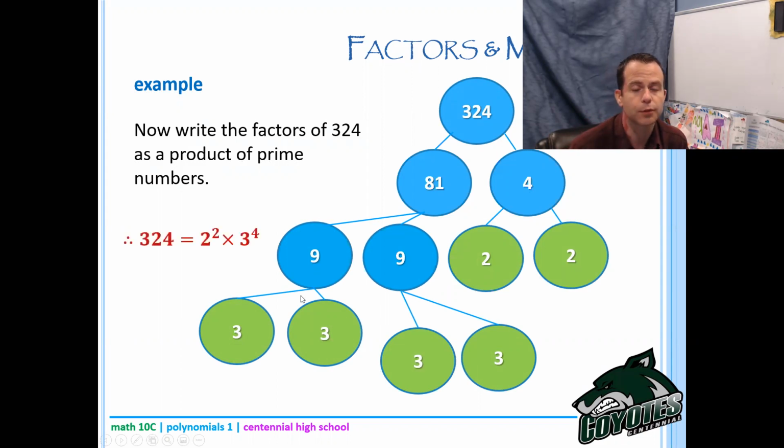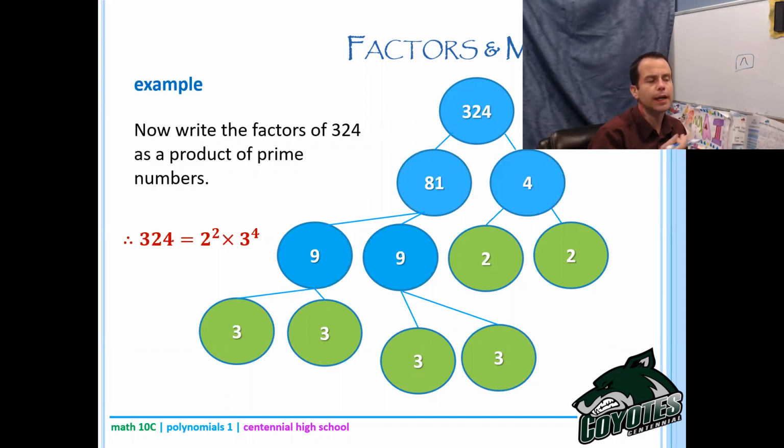2 squared times 3 to the 4 is how I would write that as a product of prime numbers, okay? Now, you can always check your work too, right? You can grab your calculator out and you can go 2 squared times 3 to the 4. If you're a Casio or a TI, your exponent button is a button that looks like this, okay?